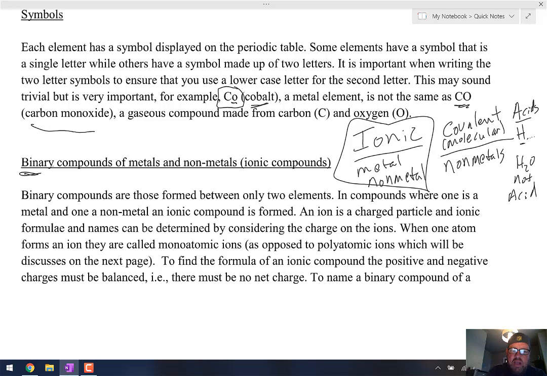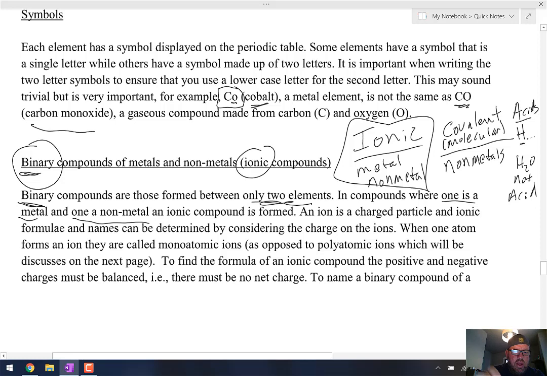Okay. So back to ionic compounds, and we're going to talk about binary ionic compounds. Binary ionic compounds are between only two elements. One of those is a metal, one of those is a nonmetal. So you've got one metal and one nonmetal. And when you form an ionic compound, think about that term ionic. It has the word ion in it. So an ionic compound is basically composed of two different ions, a positive ion and a negative ion. So we could call that a cation and an anion.